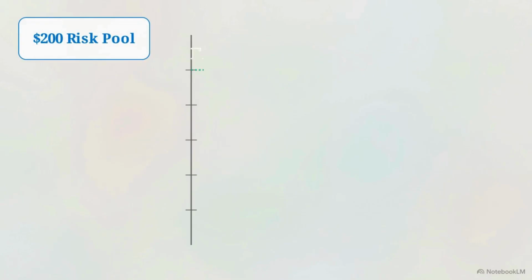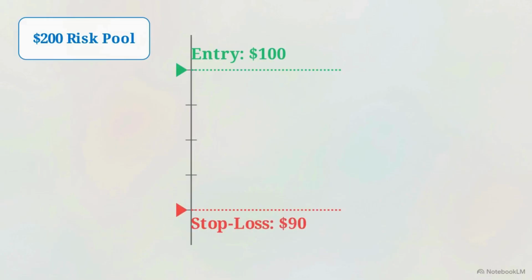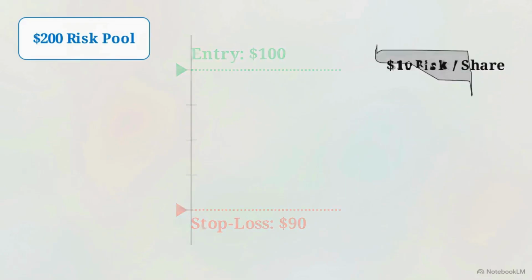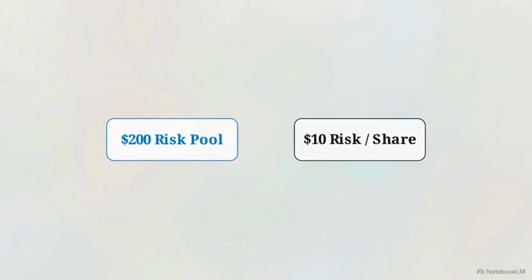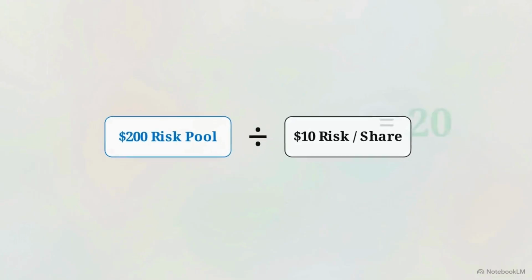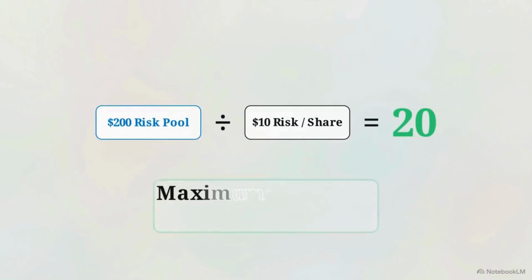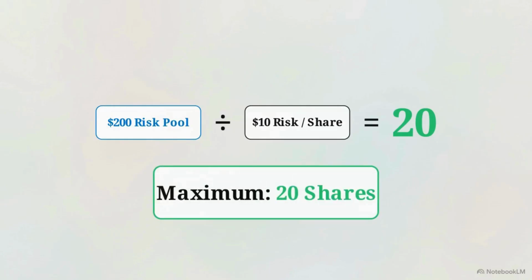Now, let's assume you find a stock trading at $100 per share. To protect yourself, you place a stop loss at 90, which will automatically sell your position if the price drops. The difference between your entry and your exit creates a strict $10 risk per individual share. To find your exact volume constraint, divide your $200 risk pool by that $10 risk per share. The math gives you an undeniable limit. You can purchase exactly 20 shares, not a single share more.